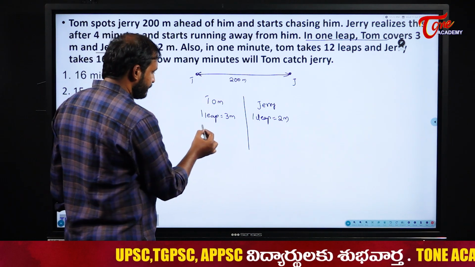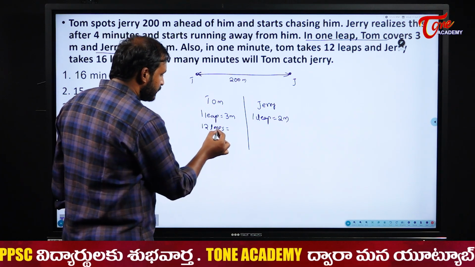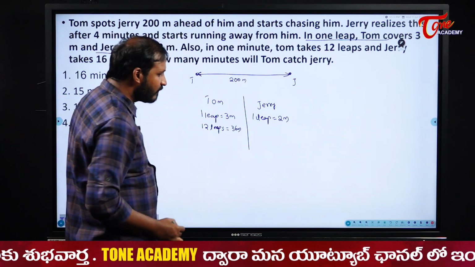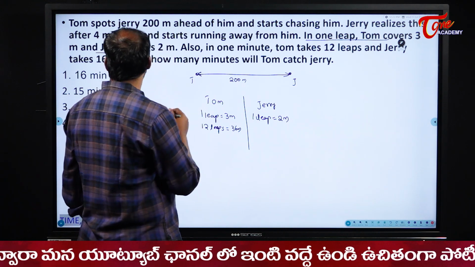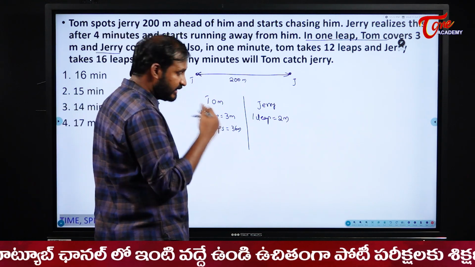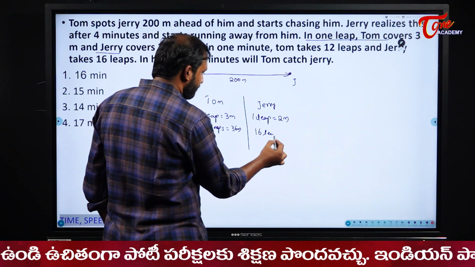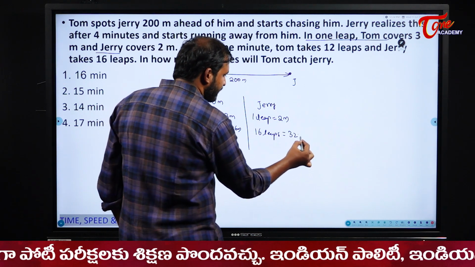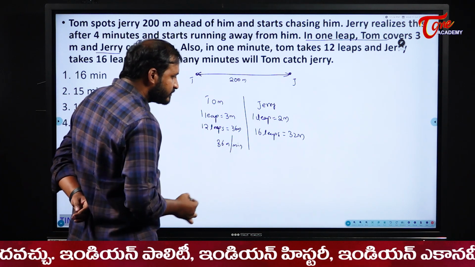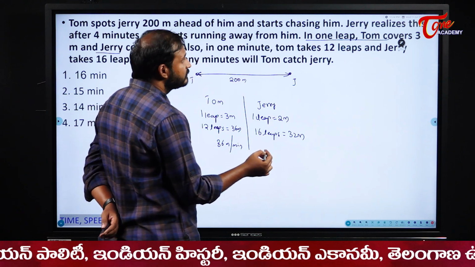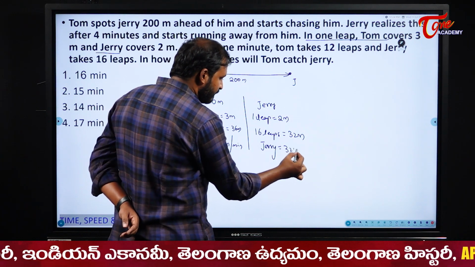Tom takes 12 leaps. So 12 leaps will become what, students? 3 into 12, 36 meters. That means Tom will cover 36 meters in 1 minute. When it comes to Jerry, Jerry takes 16 leaps. So 16 leaps is equal to 16 twos are 32 meters. That means Tom will cover 36 meters per minute. When it comes to Jerry, Jerry will cover what distance? Jerry will cover 32 meters per minute.